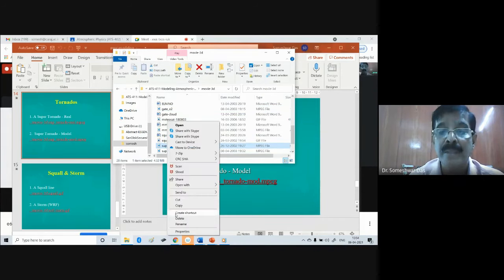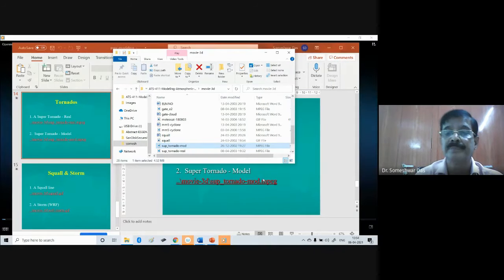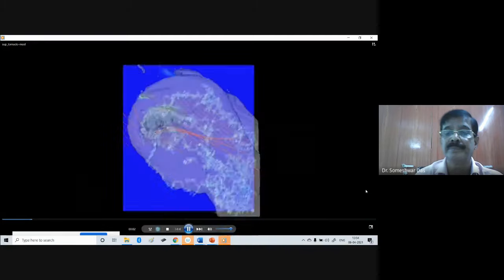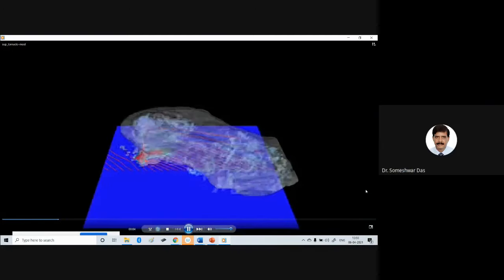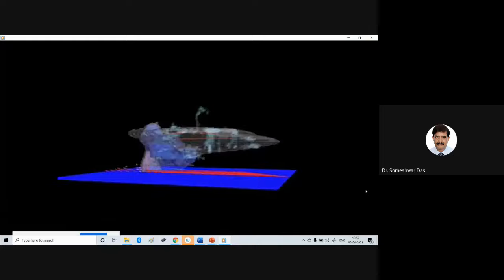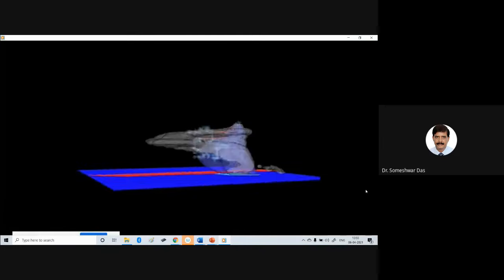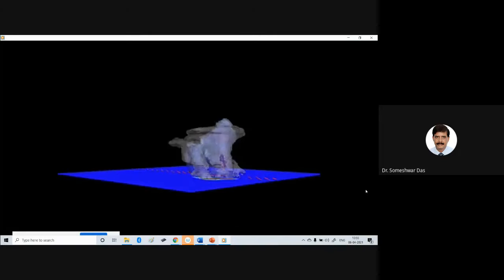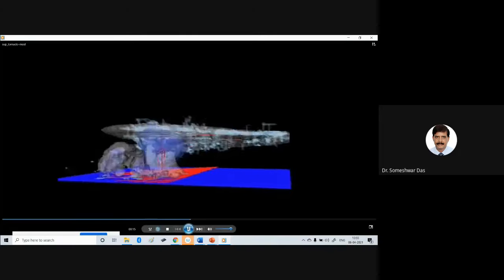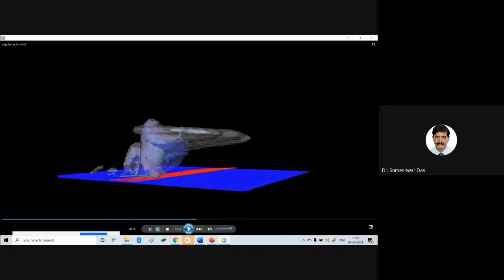Open with. Okay. See the quick, rapid animation of the formation of a supercell storm, which eventually forms into a tornado. Now it's a very interesting simulation. I stop the frames. Now you can see this tall, towering cloud here. This is basically a cumulonimbus cloud, and there are other clouds around that.